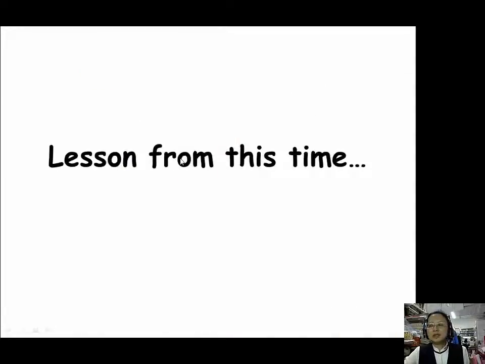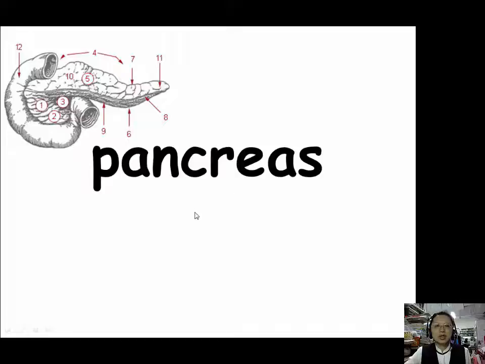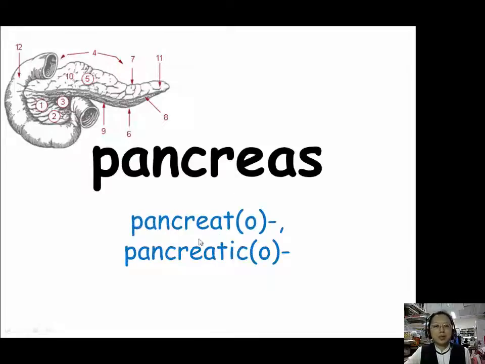Now we have learned all the prefixes from the first part of Lesson 12. Let's review what we've learned this time. For stomach, we use the prefix gastro, G-A-S-T-R-O. For pancreas, we have two prefixes, pancreato, P-A-N-C-R-E-A-T-O, and pancreatico, P-A-N-C-R-E-A-T-I-C-O.